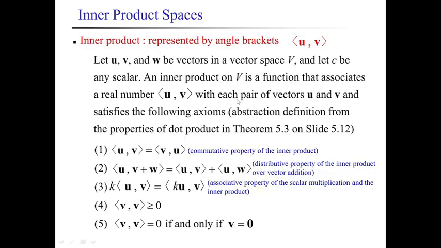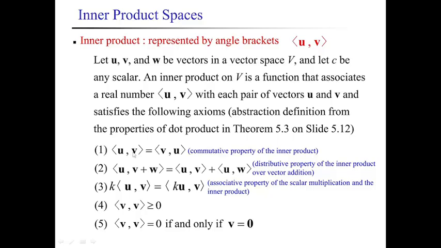So, what is an inner product space? A space V is said to be an inner product space if the following conditions hold. Let u, v, w be vectors in a vector space V, and c be any scalar. An inner product on V is a function that associates a real number, written u comma v, which is a notation for inner product, with each pair of vectors u and v and satisfies the following conditions.